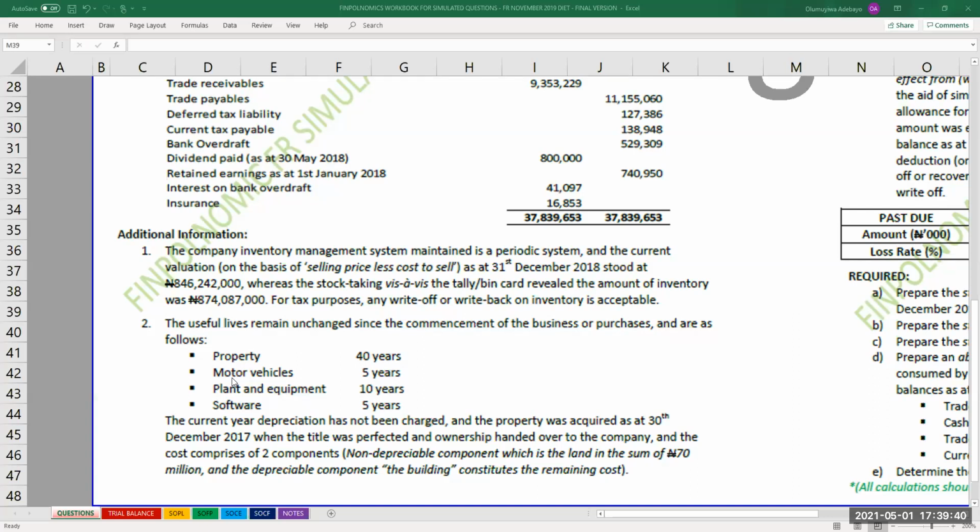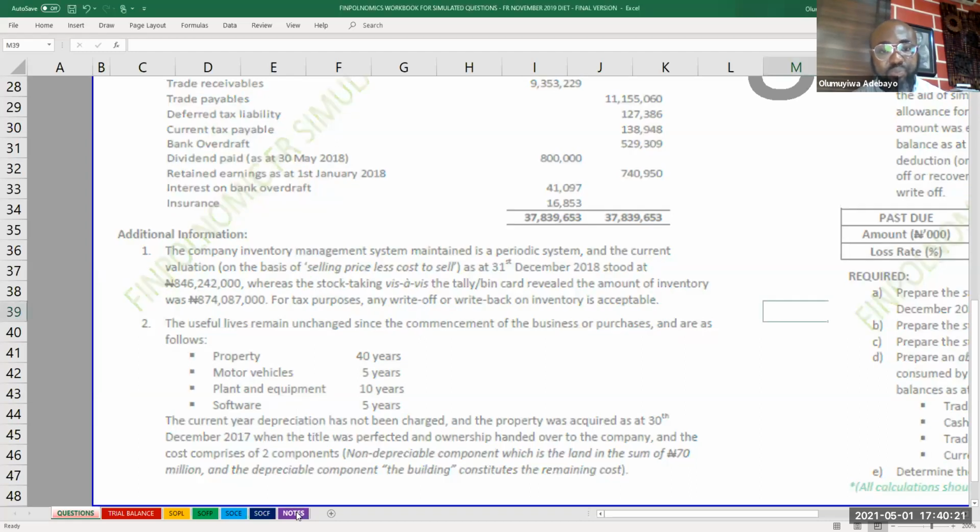It should be the higher of cost or net realizable value. Higher or lower? What is the requirement of IAS 2? The lower of cost and NRV. Okay, which one is lower now between the two? The lower is the value, the reported amount, the reported value. What is the reported value? 846,242,000. Okay. Now, let us look at what I have done here.